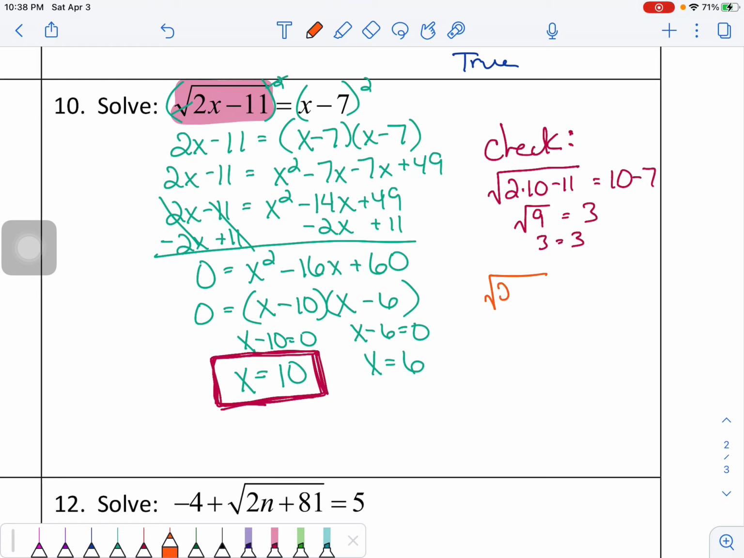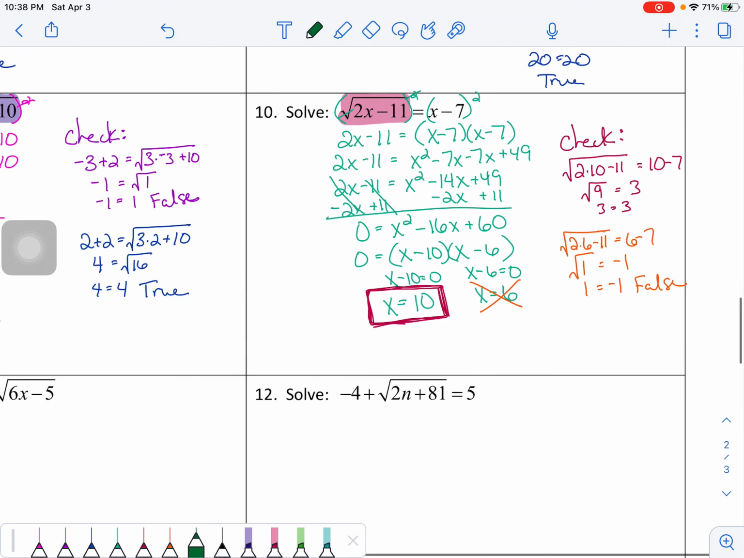So I'm going to go ahead and check 6. So 2 times 6 minus 11 is equal to 6 minus 7. So 2 times 6, 12 minus 11 is 1. 6 minus 7 is negative 1. There we go, 1. So the square root of 1 is equal to 1. So 1 is equal to negative 1, and that is false. And so that tells me that x actually doesn't equal 6. So in this particular problem, we have one real solution of x equals 10 and one extraneous solution, or extra solution, of x equals 6.